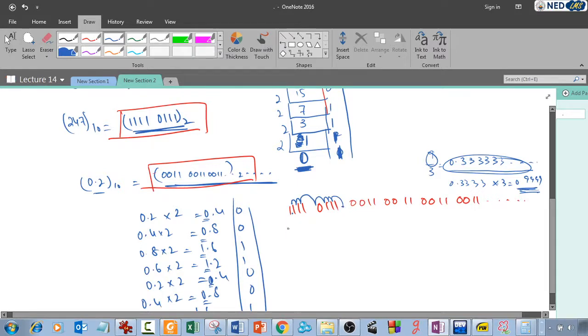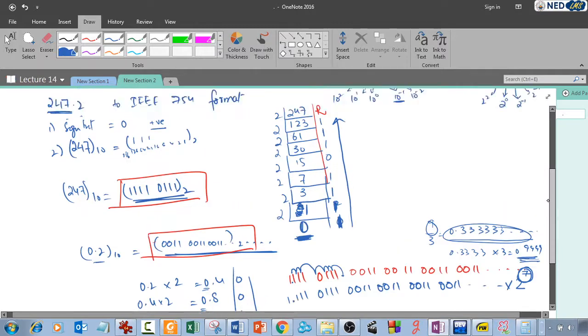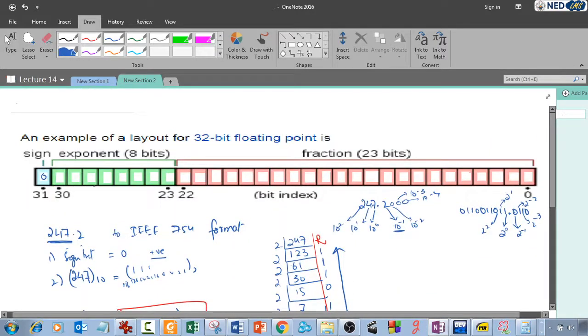So I'm going to write it again, 1.1110111, sorry, 1.11101111, and then 0011 0011 0011 0011, and this will keep on going forever. Since I moved the decimal point by 7 spaces, I'm going to write 2 to the power 7. That's the exponent part. This is the next part that I'm going to fit over here.